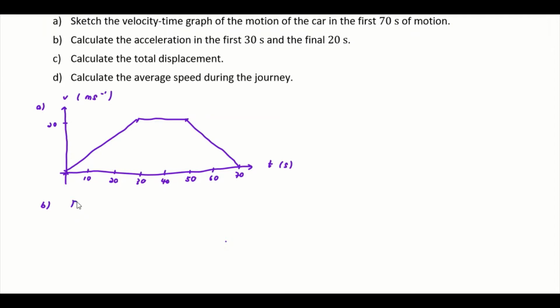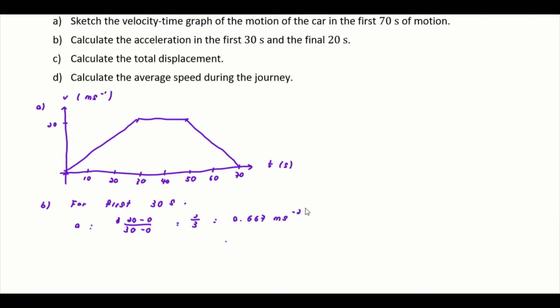Okay, so for the first 30 second, the gradient, which means a will be equal to, so let's just find the gradient. So 20 minus 0, then divide by 30 minus 0. So we can get 2 over 3, which is 0.667 meter per second.